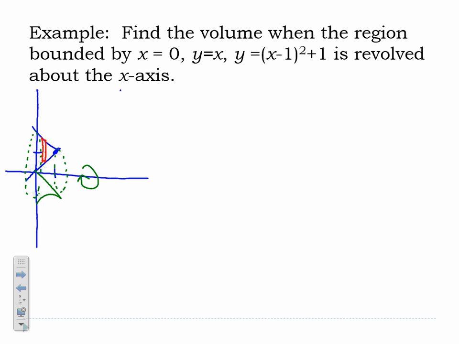Okay, I know that's all we know right now, but I want to reiterate that there are multiple ways of finding this volume. So first of all, what are our boundaries for our region? We're going to begin at 0, and then those two intersected at 1.